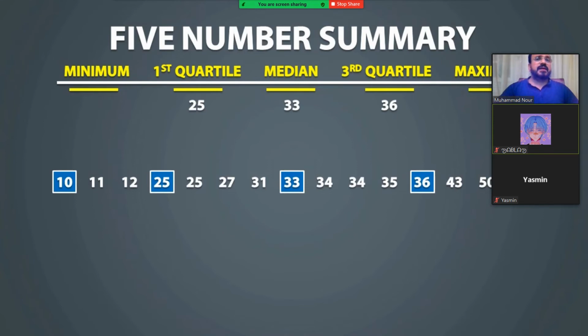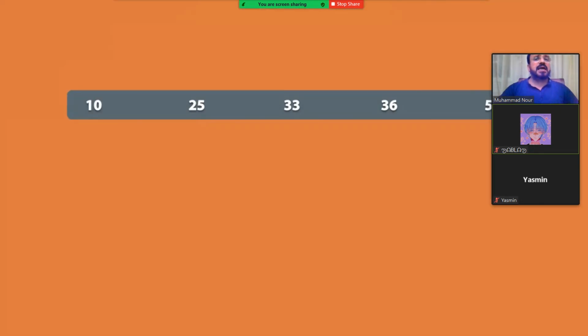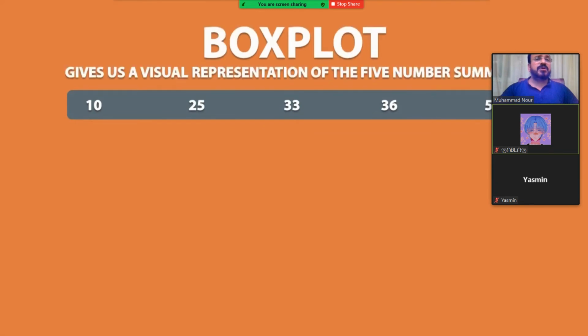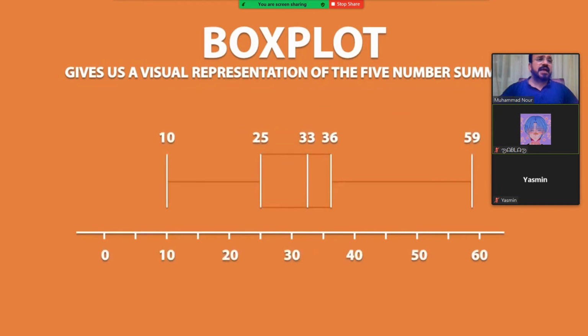As a result, these are our 5 numbers, and they make something called a box plot. A box plot gives us a visual representation of the 5 number summary, and it looks something like this. We will talk about box plots in detail in the next section.